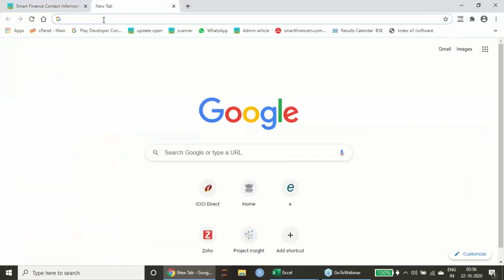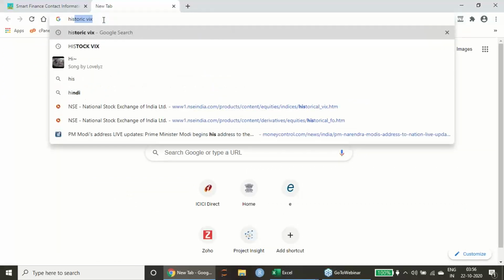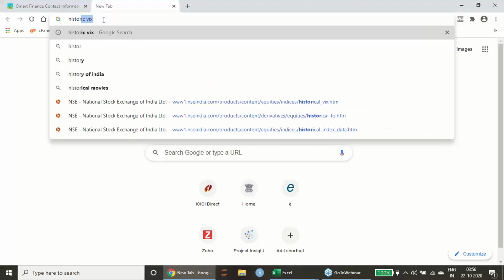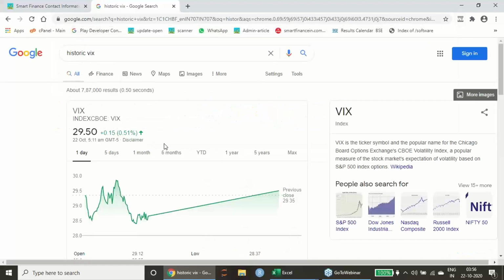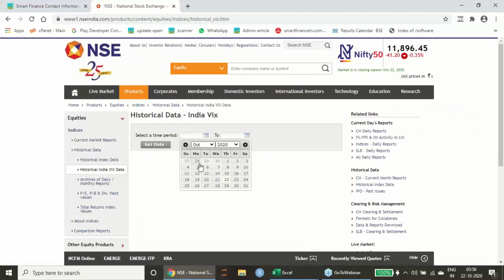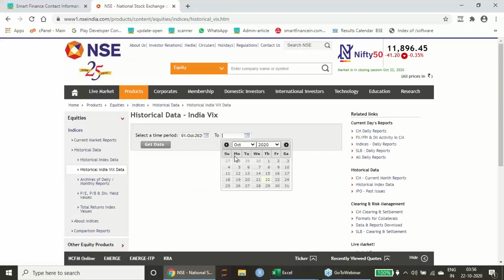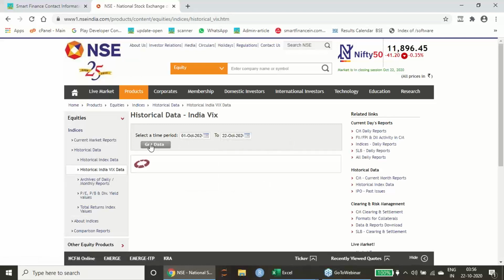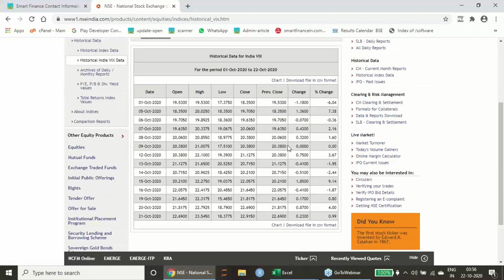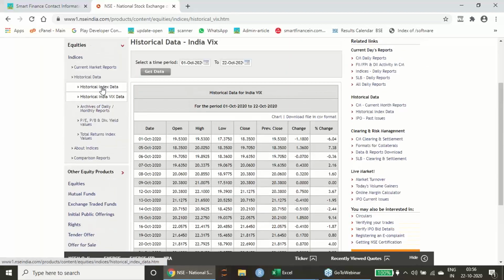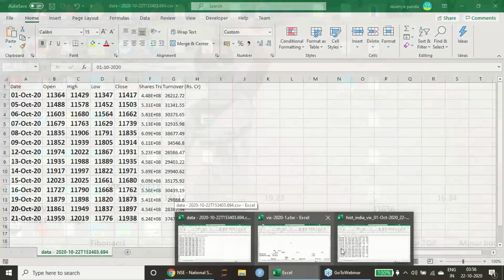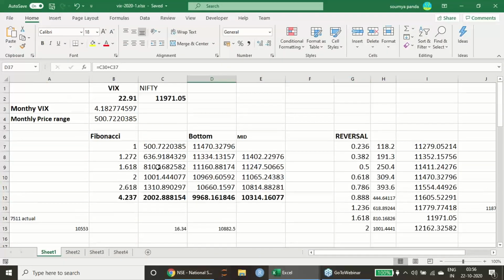That is very important. If you do one small Google search for the historic VIX, you will land on the NSE site. Here you just give the search from 1st October to the 22nd October, and you will get the data points. You can download it. Same way, you can download the historic index values also. So this is the process of getting the data, and now we are going to calculate the things.